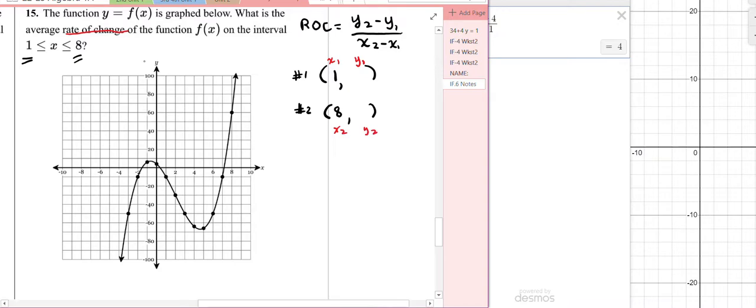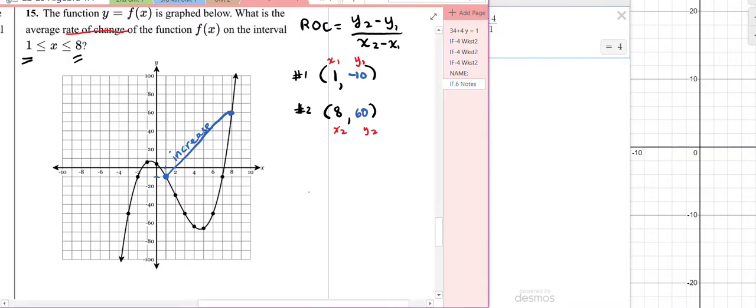Now we're going to go to the graph, and we're going to look at x equals 1. So when x equals 1, the function value is right here, and that is, goodness gracious, what is this? So if this is negative 20, this one has to be negative 10. Okay, and the other one is when x equals 8. X equals 8 right here, so we need to rise to this point right here, and that is 60. Right, so if I connect these two, you'll notice that this is an increase, right? So we should be expecting a positive rate of change.